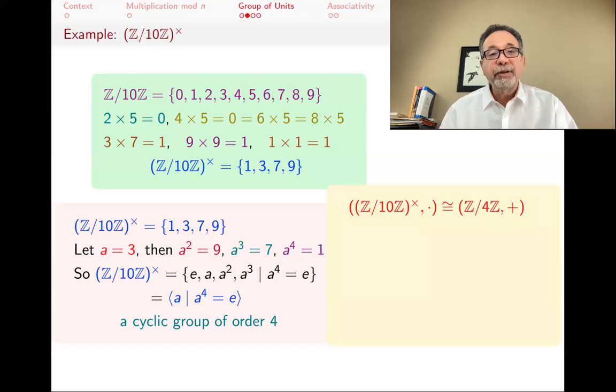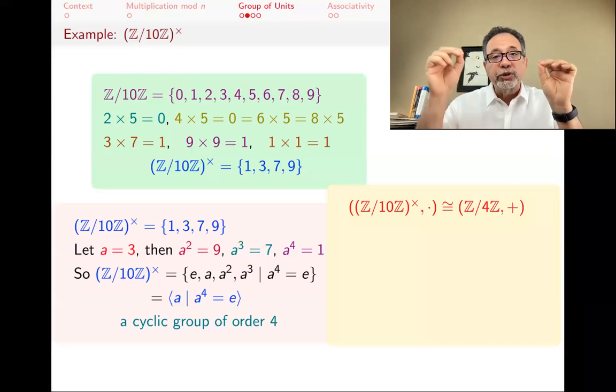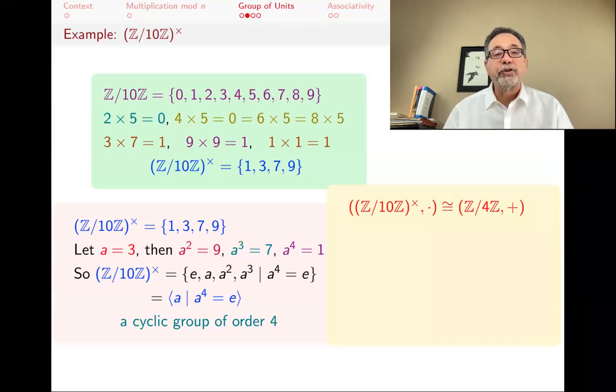What does isomorphic mean? Isomorphic means that these two groups, as far as group theory is concerned, are the same. The definition is that there's a relabeling, a way of saying this element corresponds to that element, such that the multiplication tables of the two groups are the same. In this case, it's easy to see that.